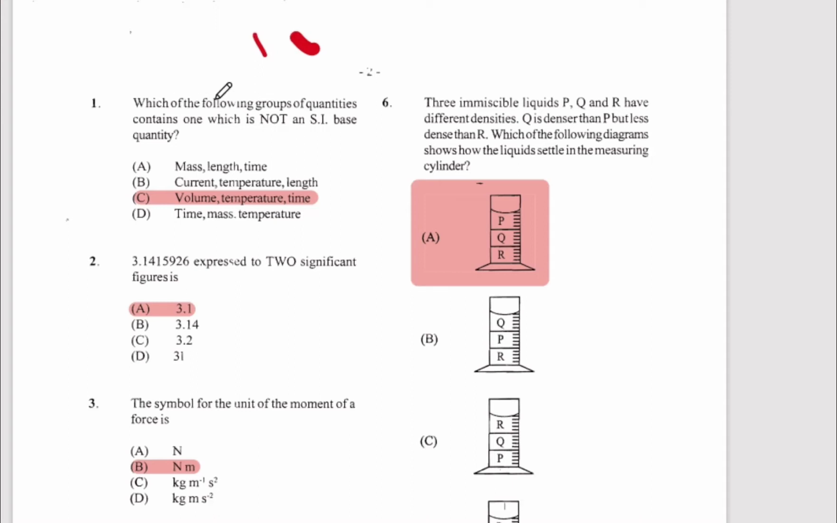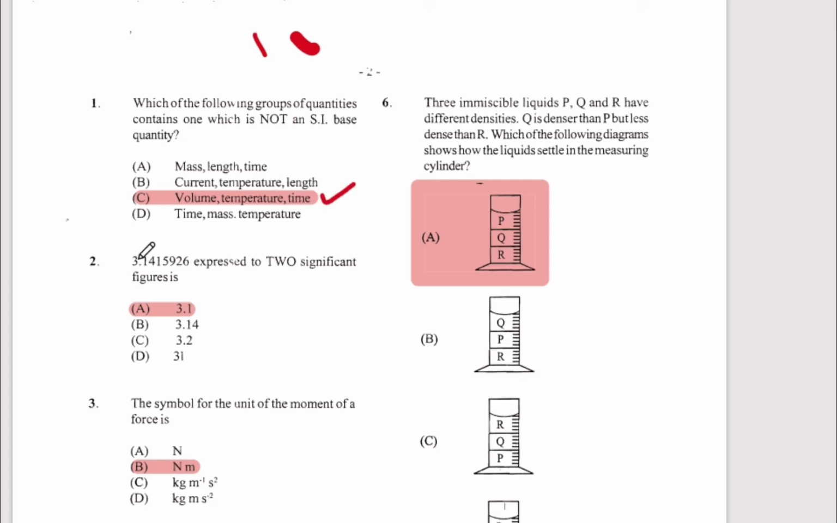Question 1. Which of the following groups of quantities contains one which is not an SI base quantity? Mass, length, time; current, temperature, length; or volume, temperature, time; or D, time, mass, temperature. And that's mass, temperature, and time.